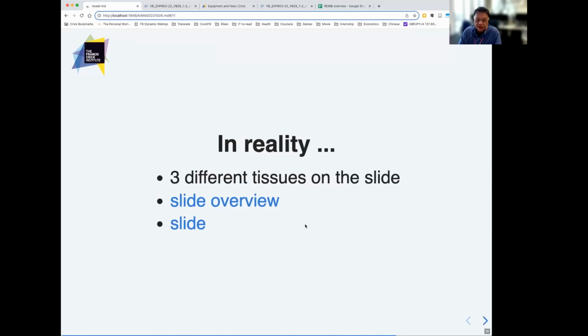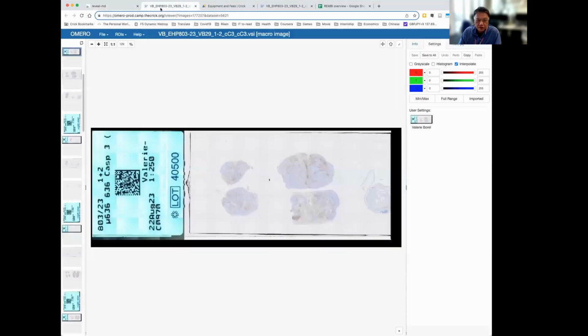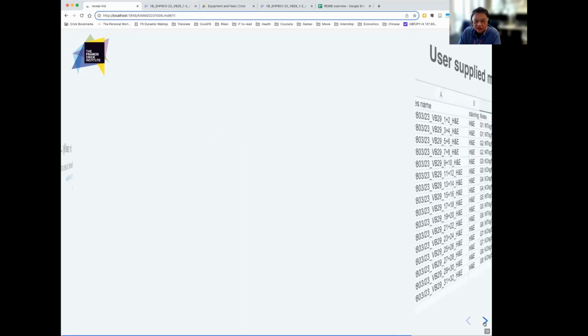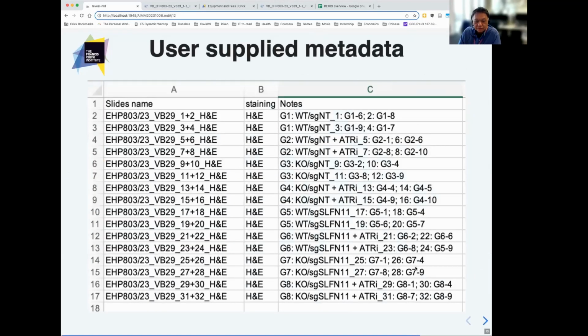The other thing is about tissues. Earlier on, the speaker was talking about labels. We do have labels on the images, but here what we have is 3 different tissues, and they are different things, and it is all in one slide. So our workflow or our assumption of just having one dataset is difficult to implement. So here is actually a user supplied metadata.